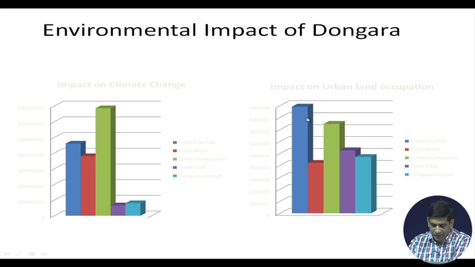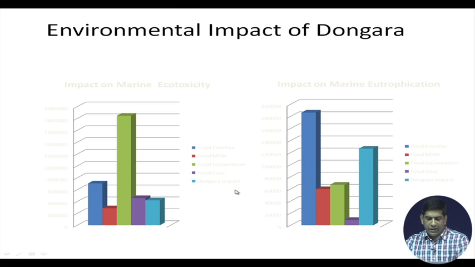Similarly, in terms of impact on urban land occupation, again you see a lot of impact coming from the other category as opposed to what you see from the Dongera. Impact on marine ecotoxicity, impact on marine eutrophication. So we can look at all these different impacts individually as well.